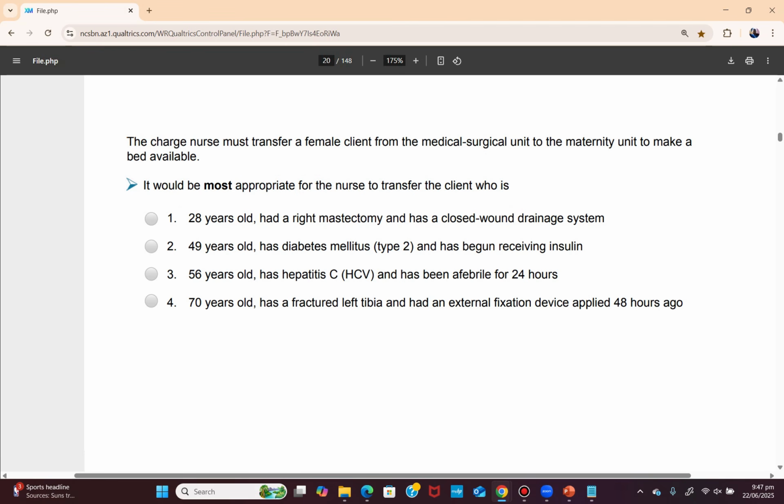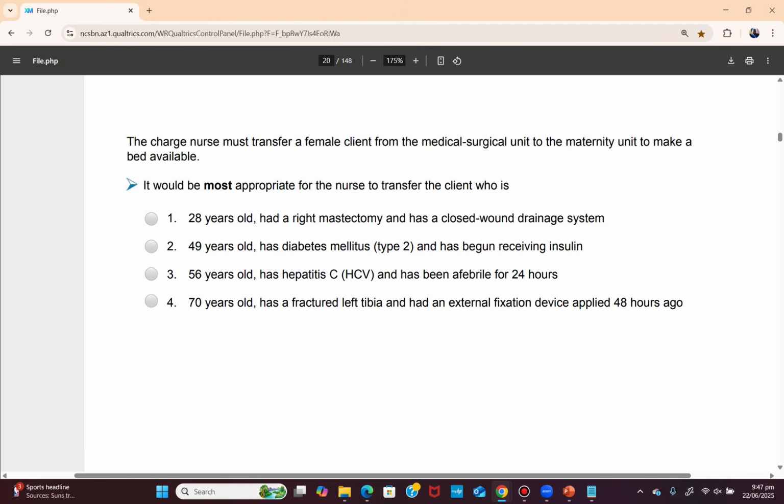Are we transferring to give clients better care, or are we trying to transfer to make a bed available? Transferring to give clients advanced or better care, you are going to look for what? A critical patient. But if you are transferring to make a bed available, you are going to look for what? A stable client. Am I making sense? So that would be your most appropriate.